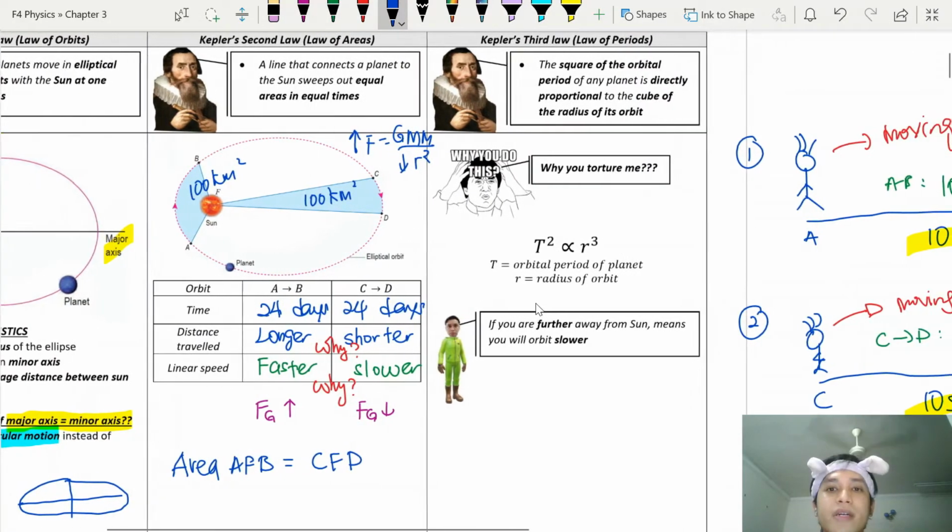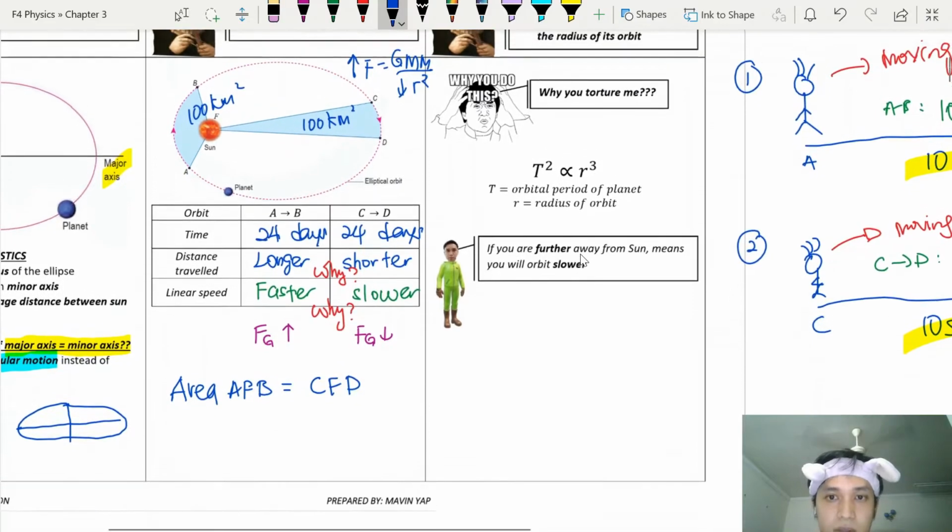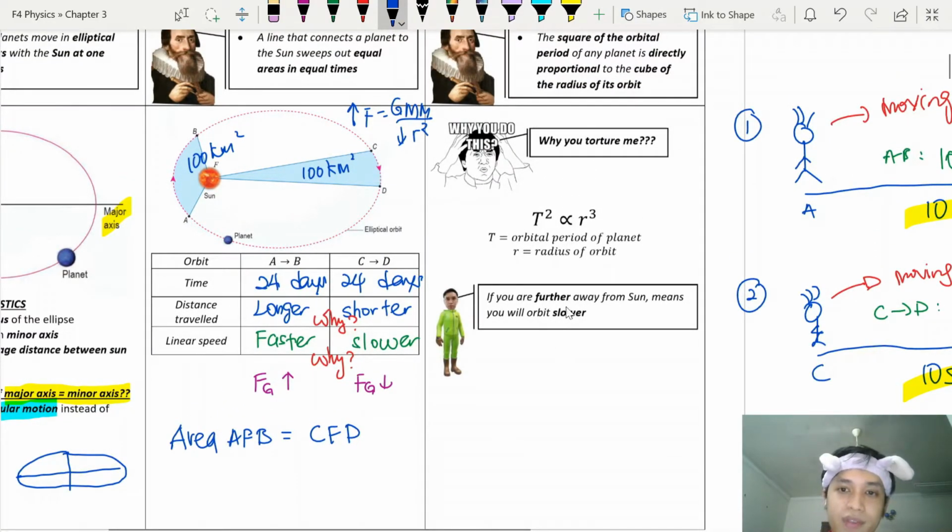Finally, your third law. Law of periods. I'm not even going to bother to read out this thing. Basically his third law is saying that if you are further away from the sun, you are going to orbit slower. That's it. The third law is based on this relationship here. If the distance between the two objects or the two planets is further, your orbital period will also be longer.